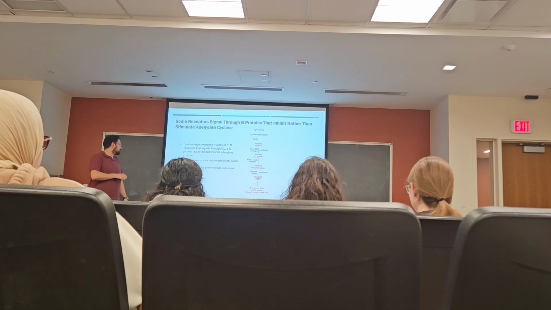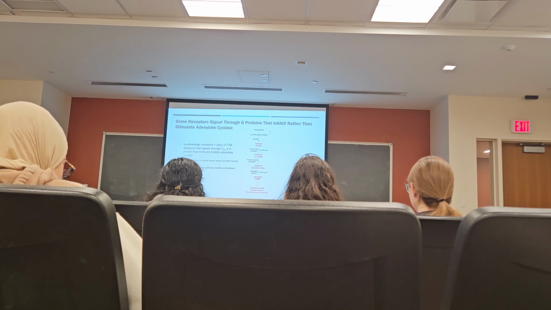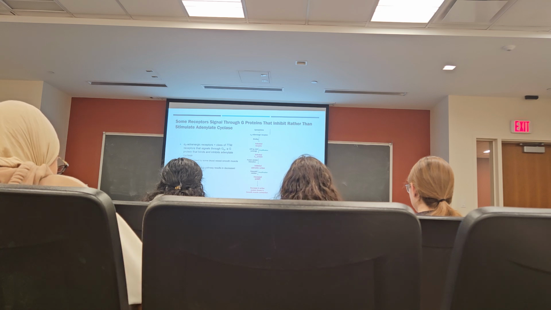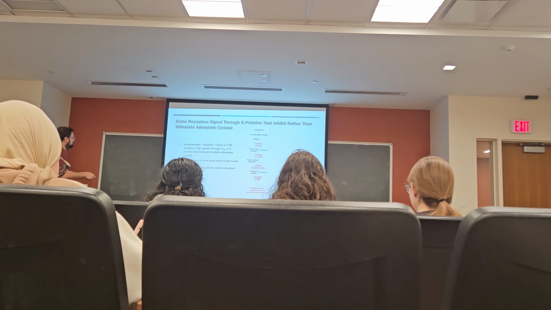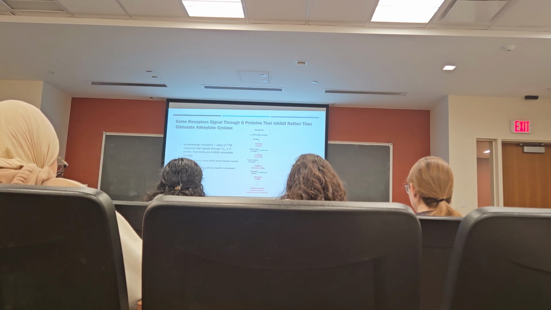the alpha-2 adrenergic receptor is again a GPCR, but it signals through G-alpha-i, right? So not G-alpha-s that we talked about in the beta-2 adrenergic receptor, or G-alpha-q in the alpha-1 adrenergic receptor. The alpha-2 adrenergic receptor signals to G-alpha-i. This G protein binds and inhibits adenylate cyclase, right?